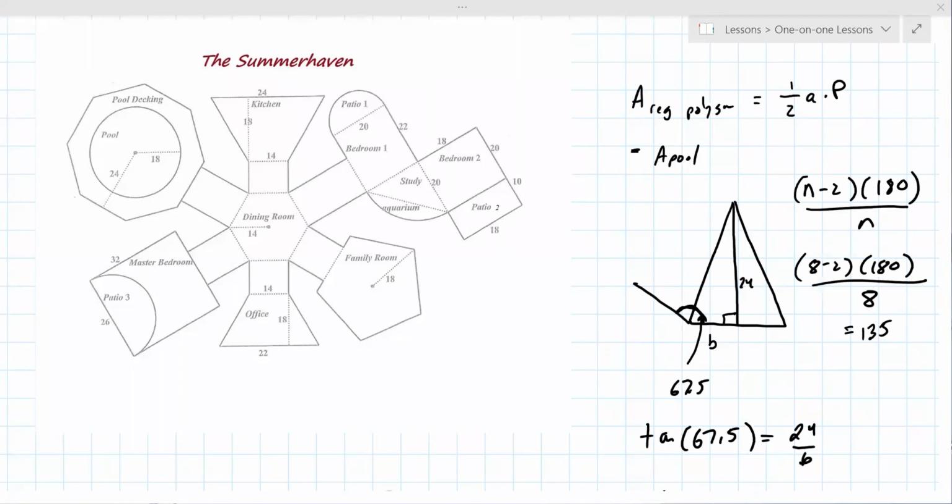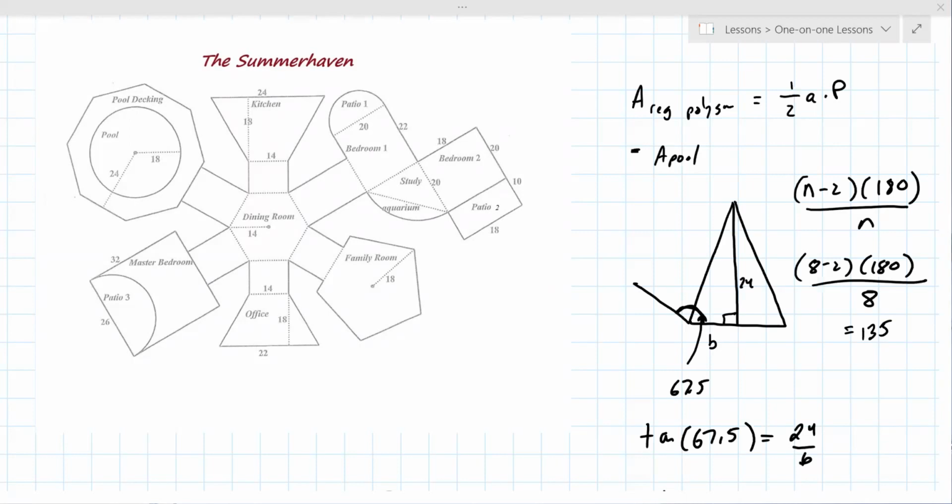So the area is 440 feet squared. That's actually quite large for a bedroom. Okay, so now we're going to do the study and the aquarium. Let me do bedroom number 2 first because it's just like bedroom 1. That's base times height, and it's 20 times 20. So that's 400 feet squared.